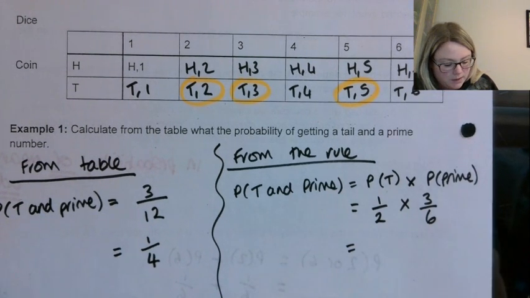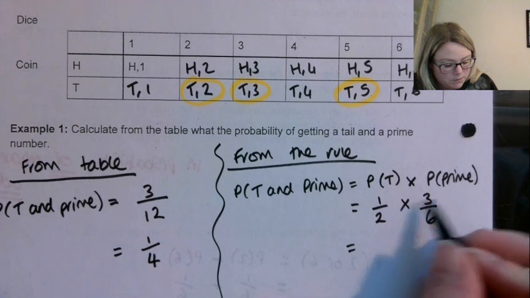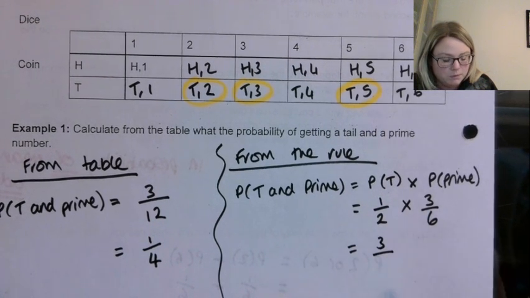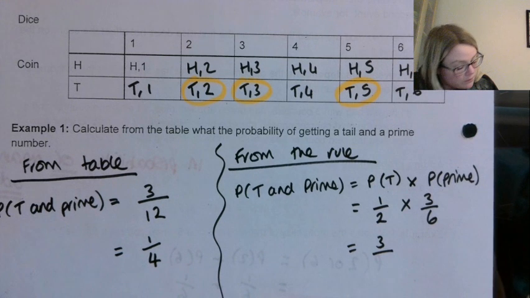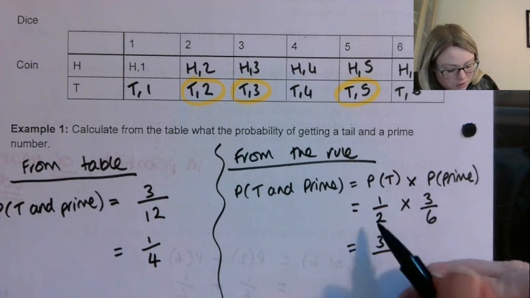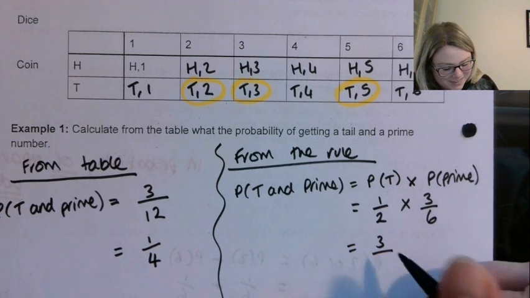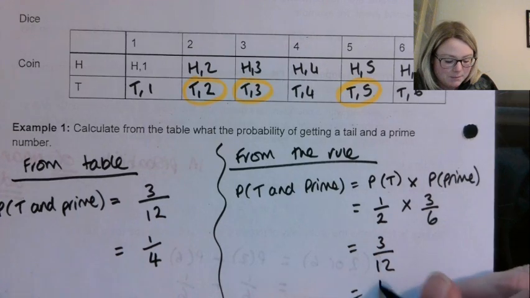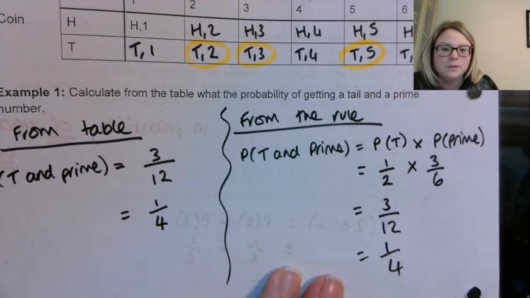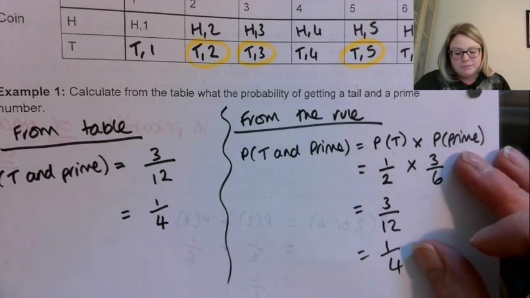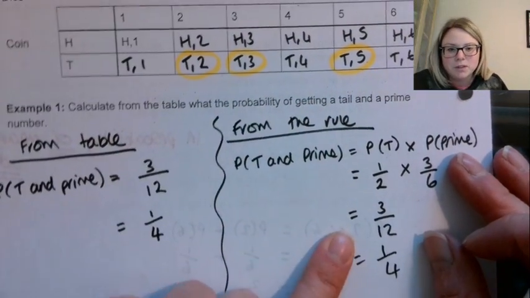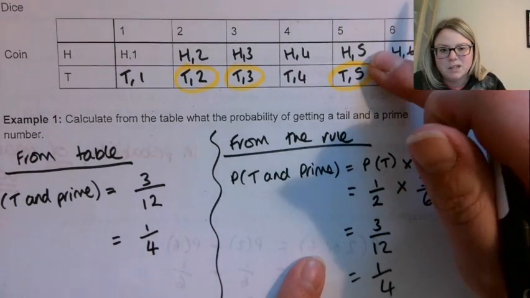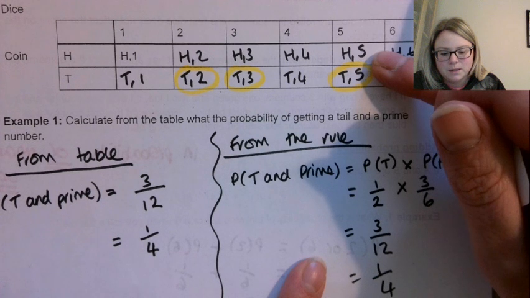Then if we multiply these together, we get 1 multiplied by 3 gives us 12, 2 multiplied by 6. I just said 1 multiplied by 3 gives us 12, but obviously it doesn't, it gives us 3. 2 multiplied by 6 gives us 12. And then that simplifies down to a quarter. So same answer. This one, I think you're maybe sitting there thinking that looks like an awful lot of work, but remember for this one, that relies on us drawing out that table as well.